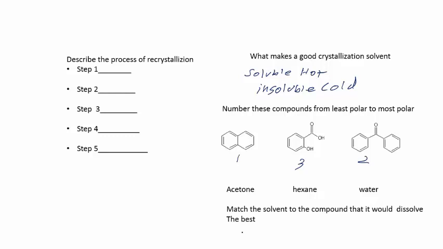And which would dissolve it the best? Well, if we look at the solvents, let's set these into polarity also. Hexane is just a straight chain, so that's one in terms of lowest polarity. Acetone would be two, and water, of course, is three. So water would be a good solvent for this one, maybe not a good recrystallization solvent. Hexane would be a good solvent for this one, and acetone would be a good solvent for that one.